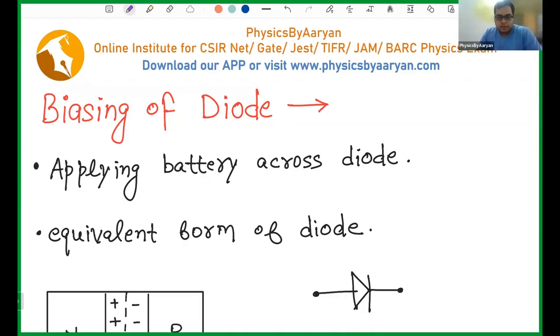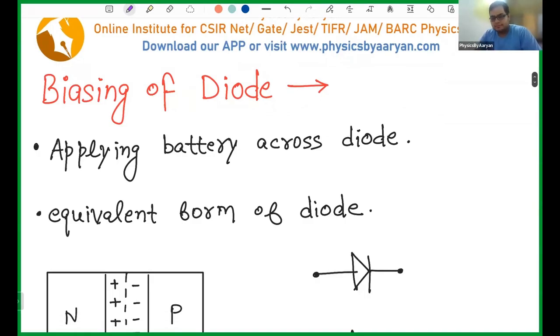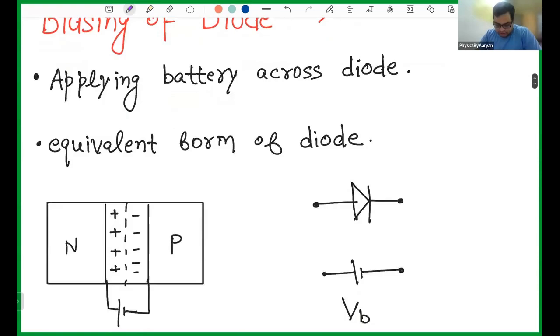Okay, let's move on. Now, biasing of diodes. So, a very simple topic. Biasing basically means applying the battery. If you apply the battery, now you are disturbing the system. Your diode was at equilibrium, now you are disturbing it by applying the battery. So it's a very simple process.